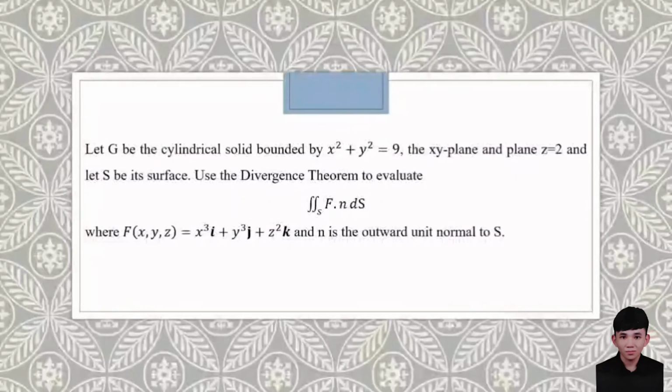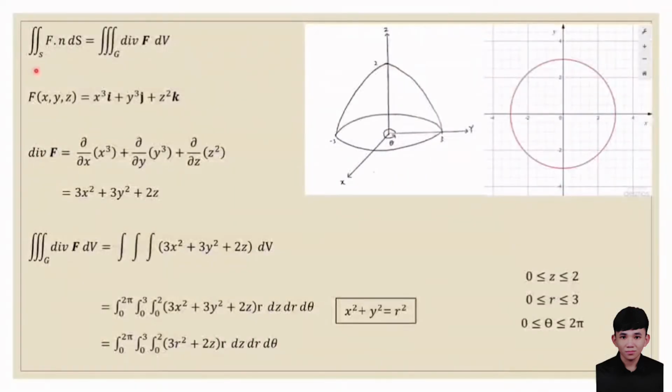Hi everyone, this is the question for the divergence theorem and Gauss theorem. We will solve this question by using the surface integral of vector F dot n dS, which is equal to the triple integral over the boundary of G of divergence F dV. To find the divergence of F, we take the partial derivatives of vector F, and the answer we get is 3x squared plus 3y squared plus 2z. So the triple integral over the boundary of G of divergence F dV is equal to this.